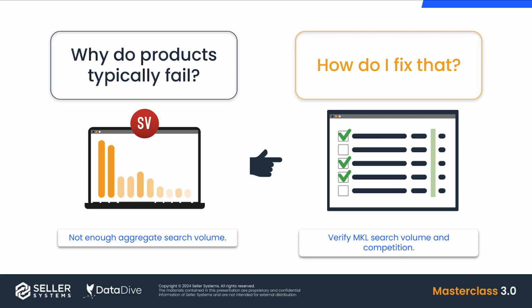Another really big reason that products fail is there's not enough aggregate search volume. You've probably heard us say at CoCreate, if you've watched our other content, we are not selling products, we are selling keywords. So if people are not already searching for your product on Amazon, if there's not enough search demand for that niche, then you're not going to do well. It's going to be very difficult.